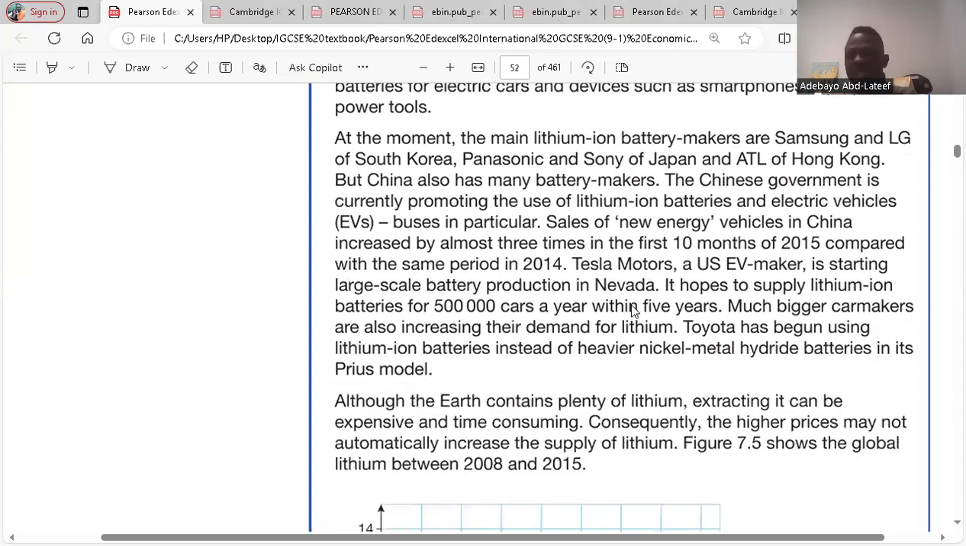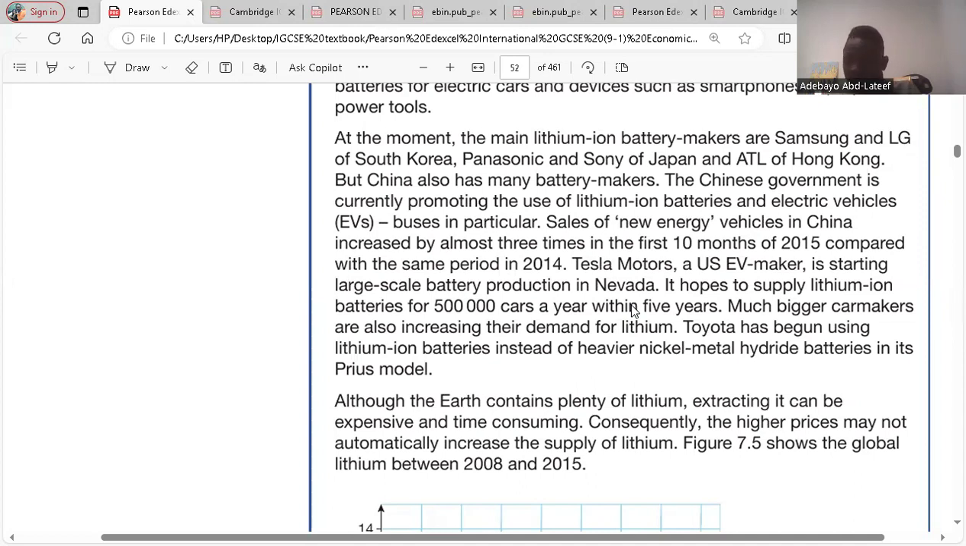At the moment, the main lithium-ion battery makers are Samsung and LG of South Korea, Panasonic and Sony of Japan, and ATL of Hong Kong. But China also has many battery makers. The Chinese government is currently promoting the use of lithium-ion batteries and electric vehicles, EVs, buses in particular. Sales of new energy vehicles in China increased by almost 3 times in the first 10 months of 2015, compared with the same period in 2014.